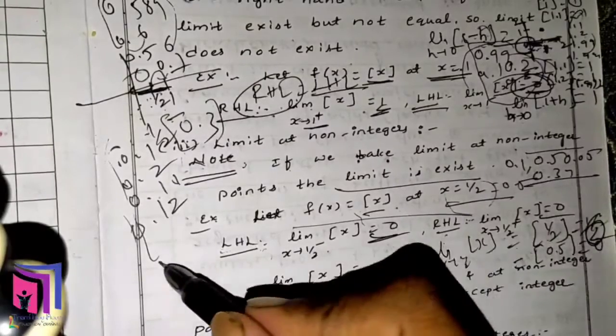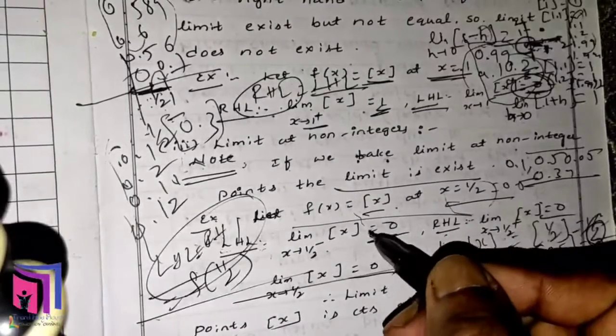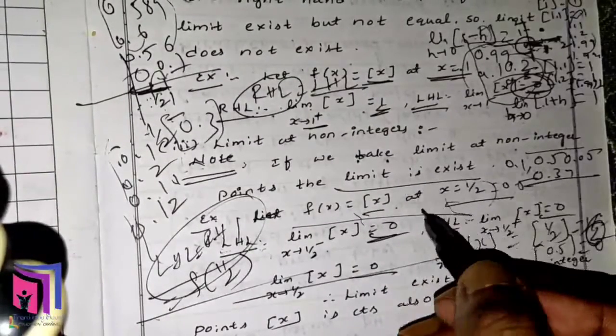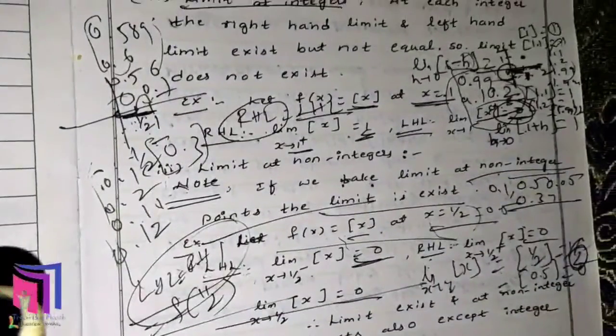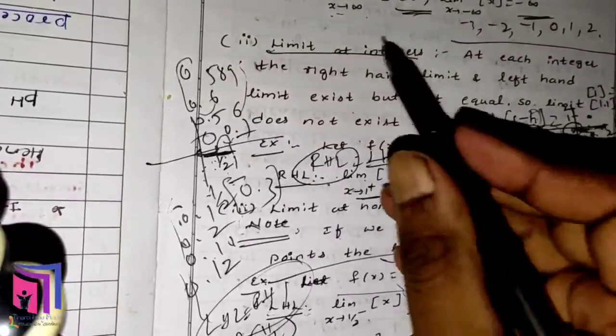Okay, that means the left hand limit is equal to the right hand limit, therefore the limit exists, and this is also equal to the functional value at 1 by 2. Okay, this means the given function is continuous at non-integer points. Okay, and this is not at integer points.